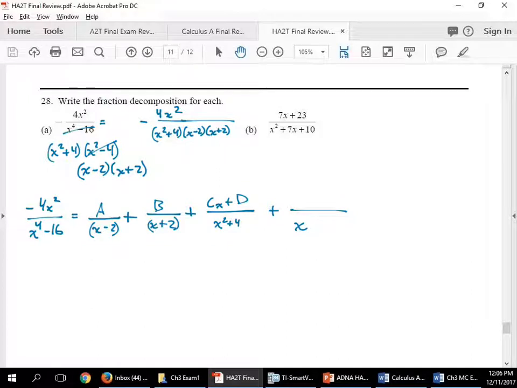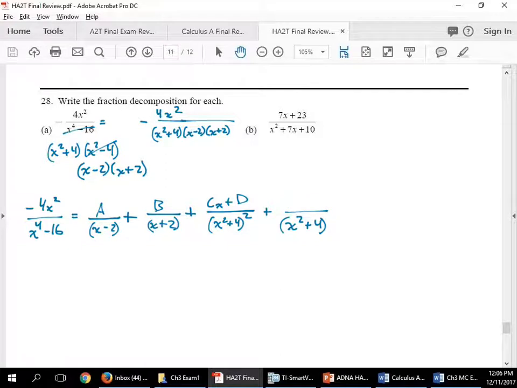You do that with a higher multiplicity. Let's pretend for a minute that this factor has a multiplicity of 2. Then you would need to do this again, with a multiplicity of 1. So A, B, C, D, Ex plus F. If this was a multiplicity of 2, then you would write it again, but go down a multiplicity. Does that make sense? Because there's a squared in the factor, we have to have the Cx plus D.